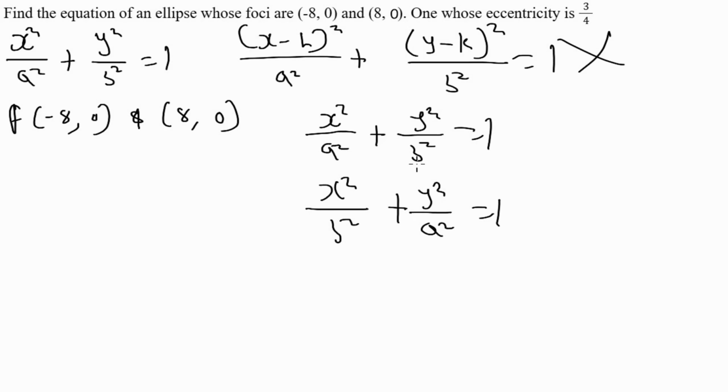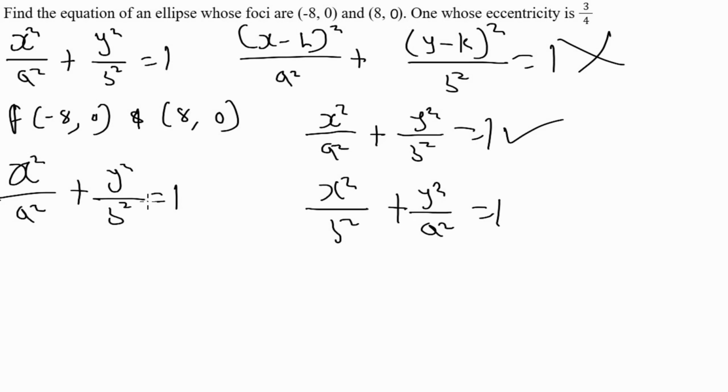Now, where are the foci? They are along the x value. You can see the x coordinate has the largest value, 8. For the y values, it has 0, which is very small compared to 8. So therefore, it is a horizontal orientation. Our equation is of the form x squared over a squared plus y squared over b squared equals 1. So we need the values of a and b respectively.